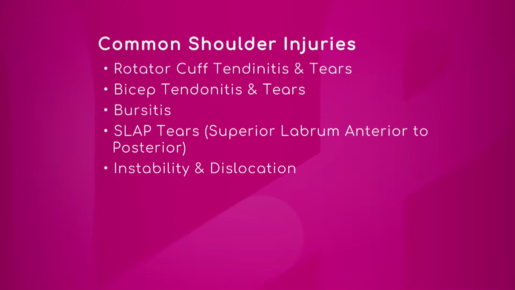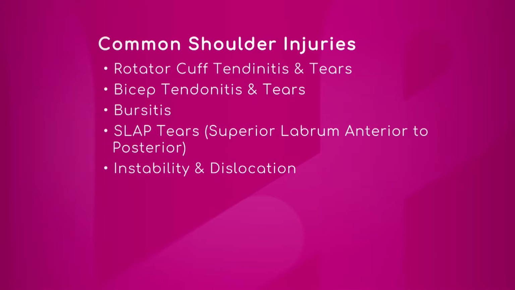SLAP tears is basically what happens is, when I was talking earlier about the shoulder being a golf ball and a tee, the tee itself has this rubbery border to it, and that's what's called the glenoid labrum. That can tear, and those are the different kinds of labral tears or SLAP tears that you can get. And then finally, instability and dislocation.